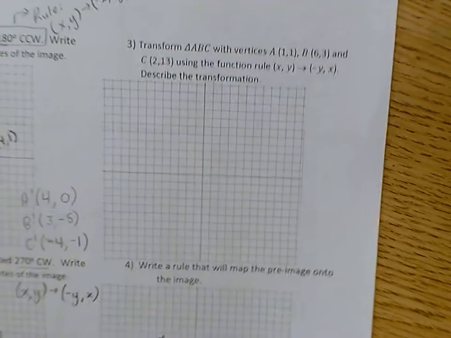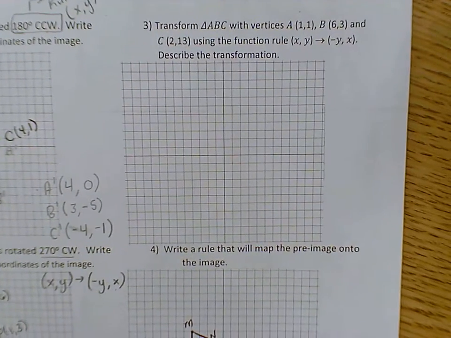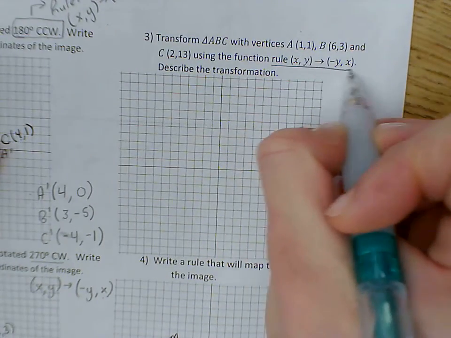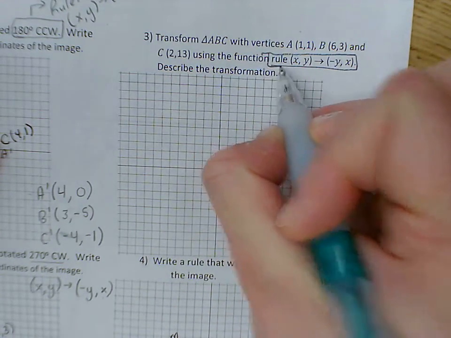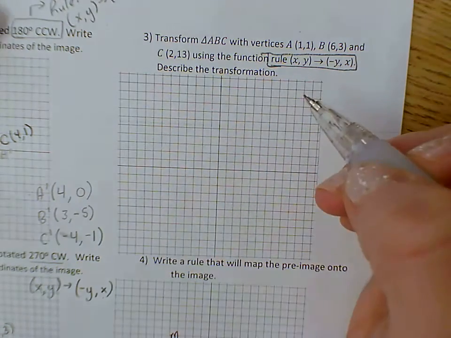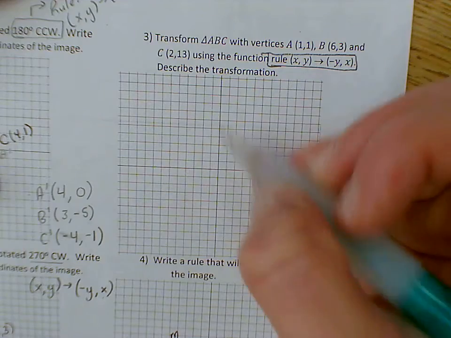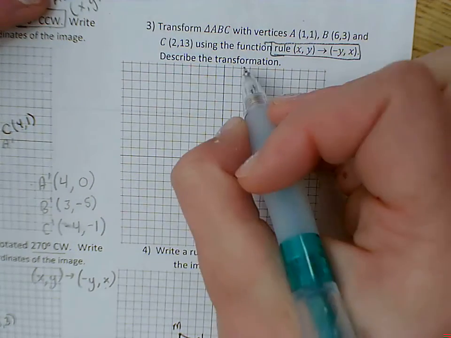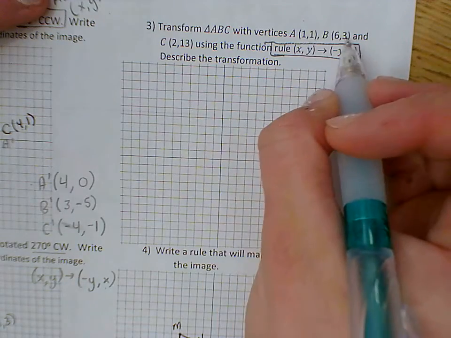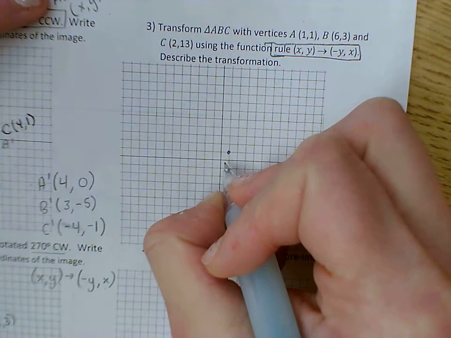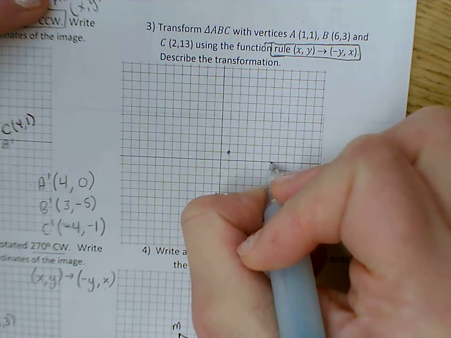Okay, so there's going to be some situations where they give you the rule, and if they give you the rule, like in number 3, then all you have to do is apply that rule. Okay, and then it's saying they want you to describe the transformation. So if you look at the picture, you can usually describe it pretty easily. So to describe the transformation, we're going to graph the original. So A would be at 1, 1, B would be at 6, 3, 1, 2, 3, 4, 5, 6, 1, 2, 3.